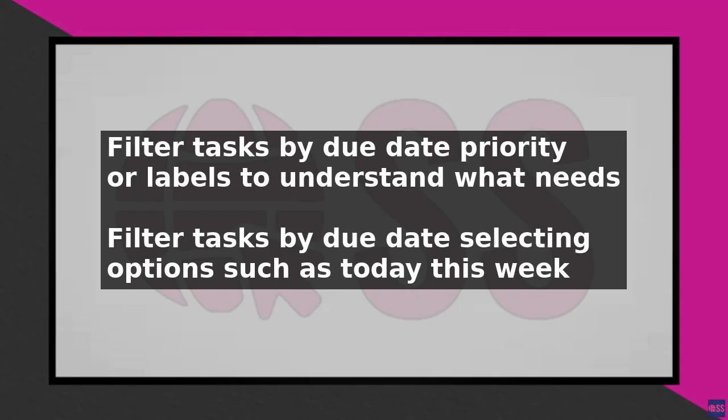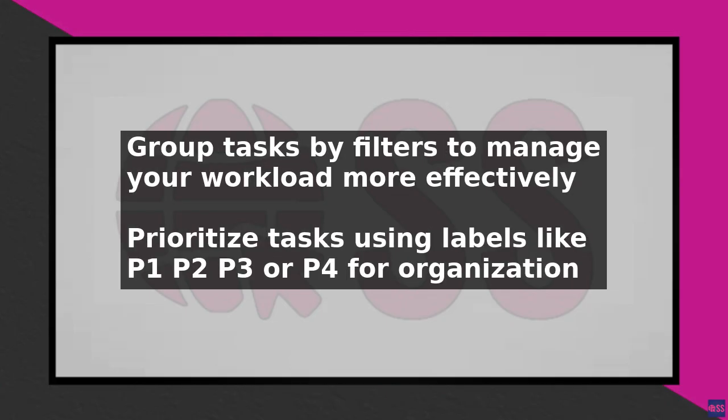You can also filter tasks by due date, priority, or labels, which helps you understand what needs to be done and when. For instance, you can filter tasks by due date, selecting options such as today, this week, or next 7 days, or prioritize tasks using labels like P1, P2, P3, or P4. This allows you to group tasks by filters, making it easier to manage your workload.